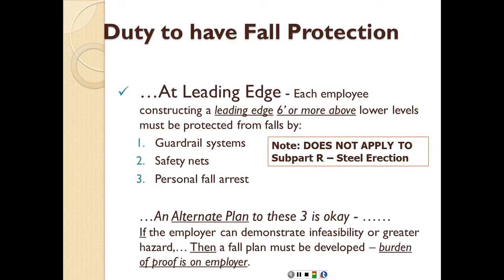If you can come up with another plan, which is a safety plan, if the employer can demonstrate infeasibility or greater hazard, then a fall plan must be developed, and the burden of proof in this case is going to be on the employer. First of all, to prove that the first 3 methods cannot be used or are going to be more hazardous to use, and then to come up with a successful plan as an alternative.